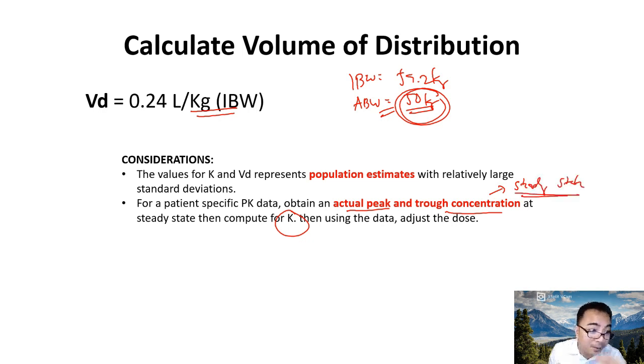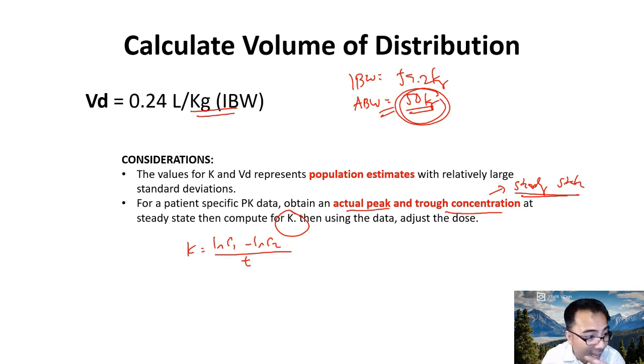Alright? Kasi diba, if you have two concentrations, madali na lang kumuha ng K. Right? Because when we compute for K, that's just ln C1 minus ln C2 over T, the time that lapsed between the two concentrations. Okay? And that's how we get actual K. Now, of course, kasi between population estimated K versus the actual K, mas maganda yung actual K, the actual elimination rate.